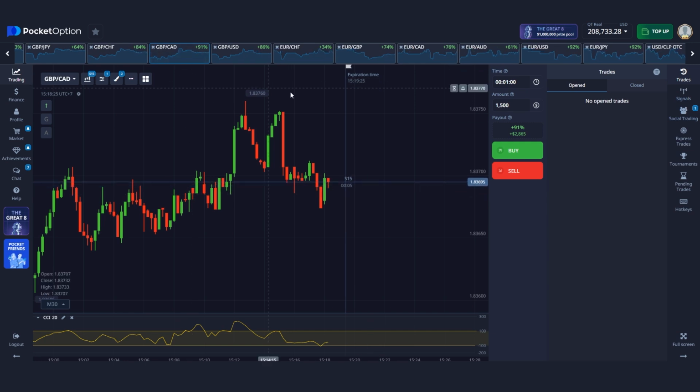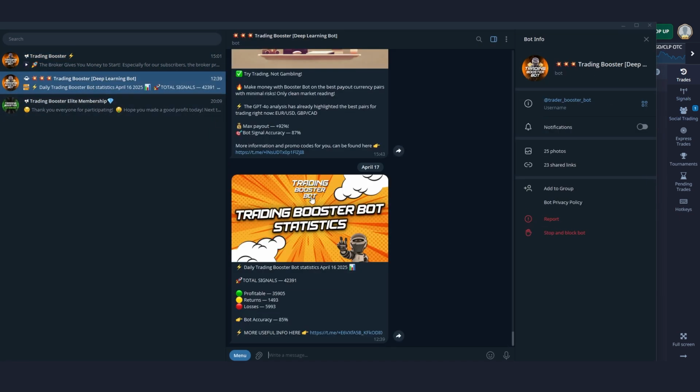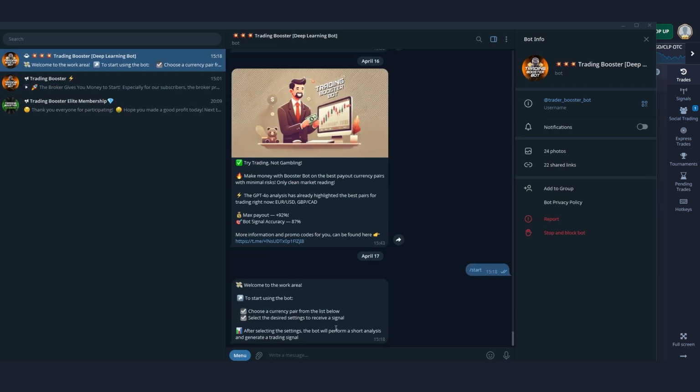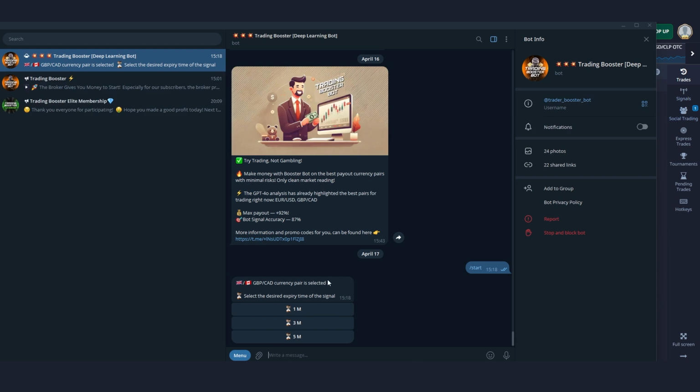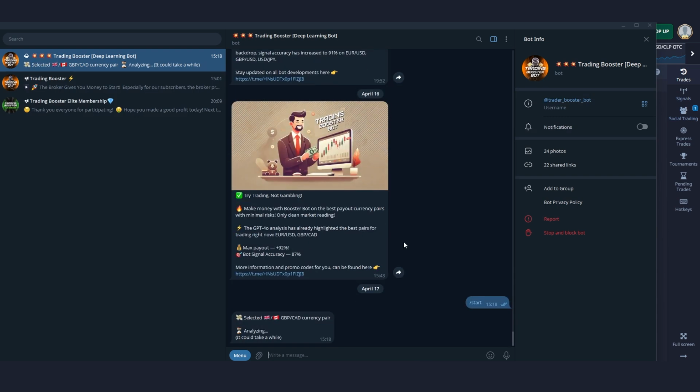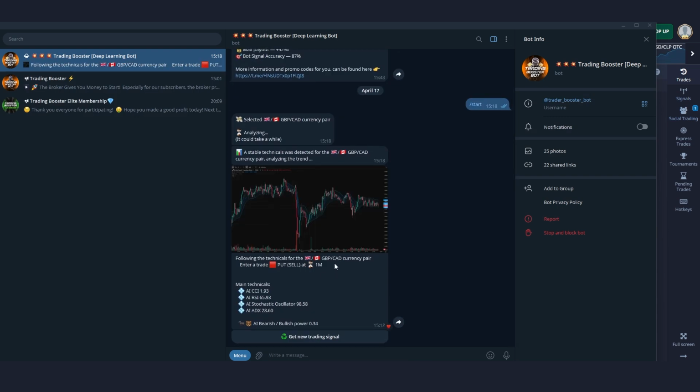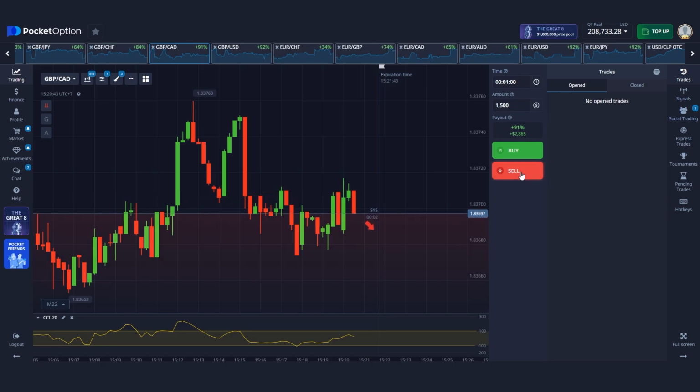For example, I have already chosen a currency pair. Let it be the British pound, Canadian dollar. I have chosen time, chosen the amount, and now in my case, I just need to get a signal from the booster bot. I choose the currency pair, British pound, Canadian dollar, and the trade time of 1 minute. I receive a sell signal and open a sell trade right from here.